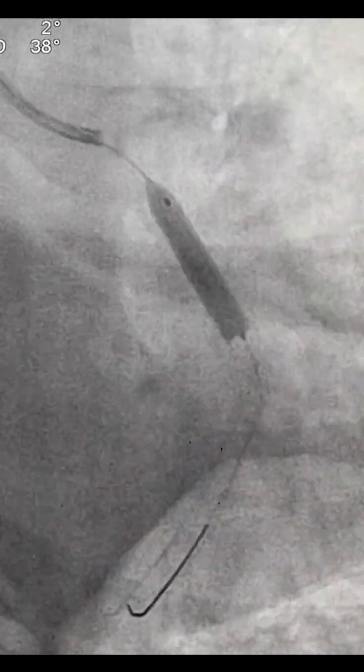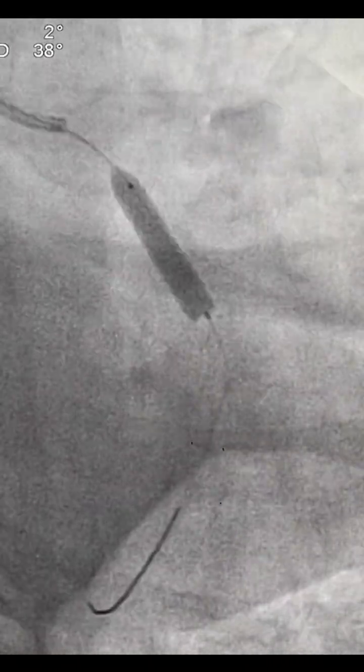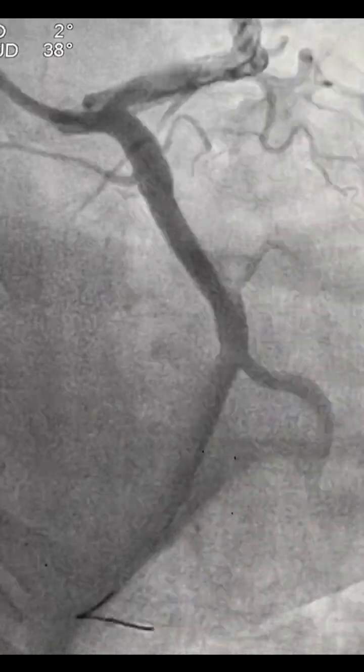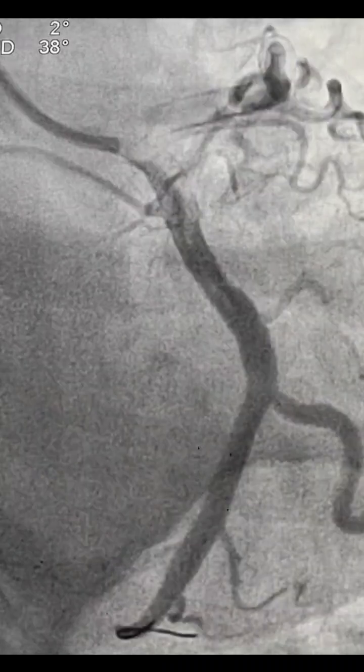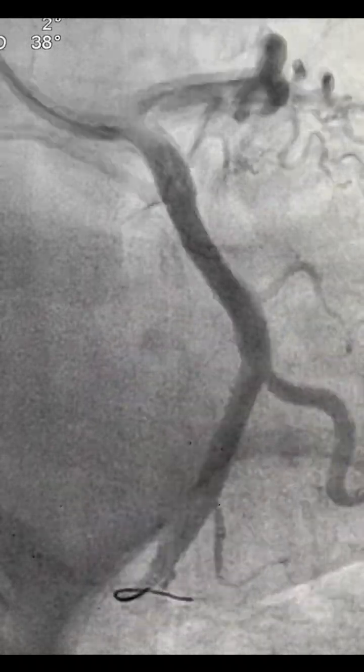Obviously after stent deployment, there was under expansion because the artery size was almost around 5.5 to 6. So here you can see the gross under expansion of the stent. So obviously we decided to do aggressive post dilatation.